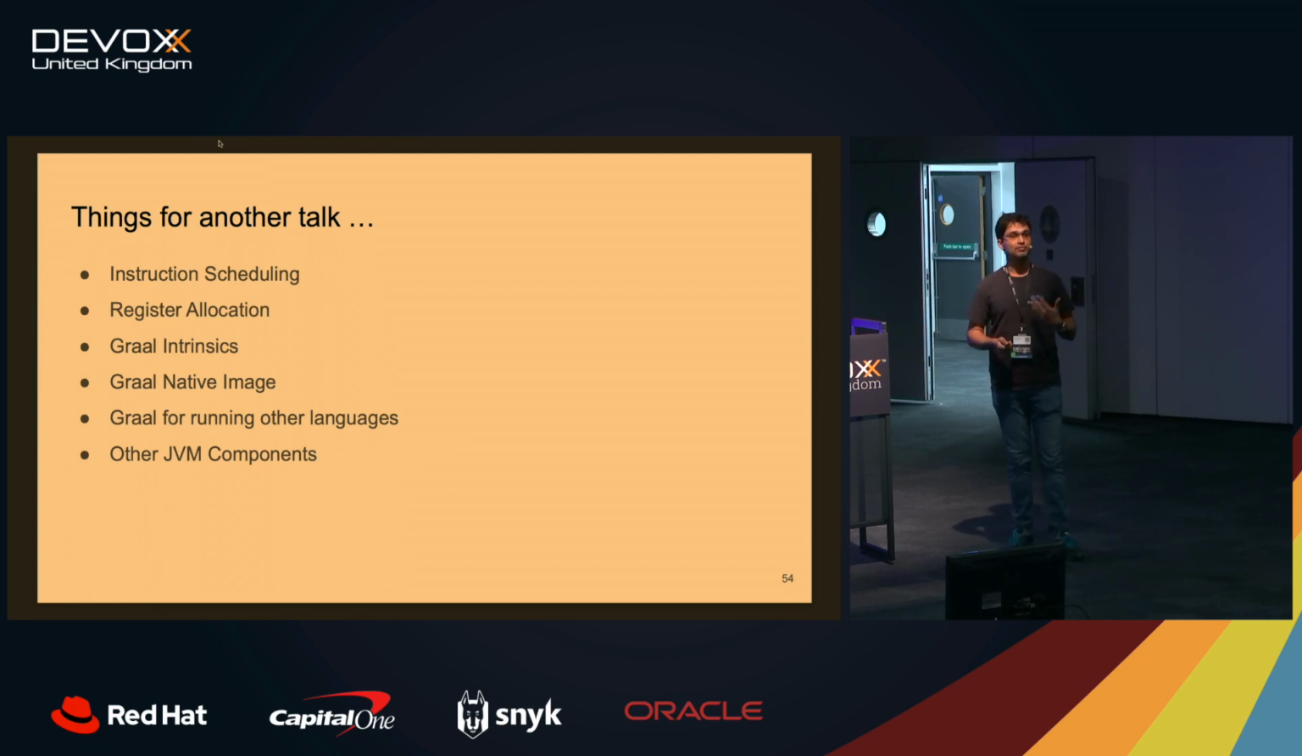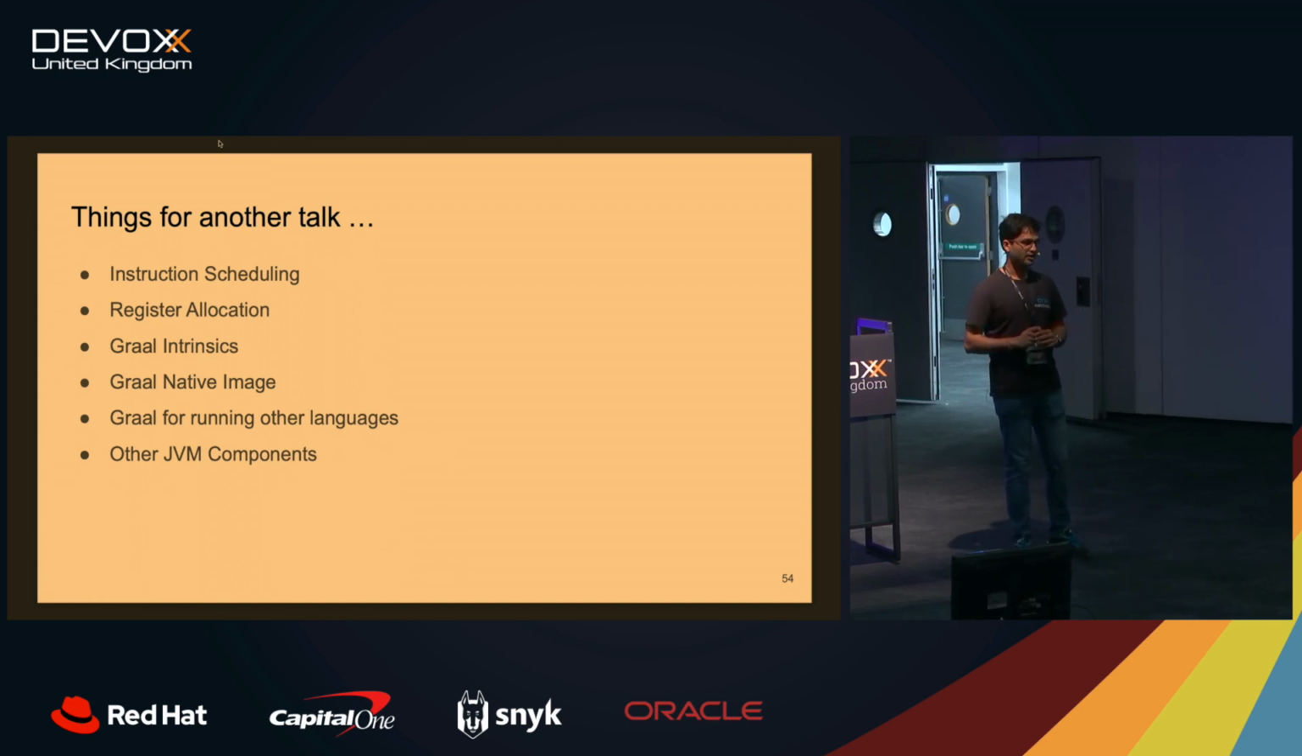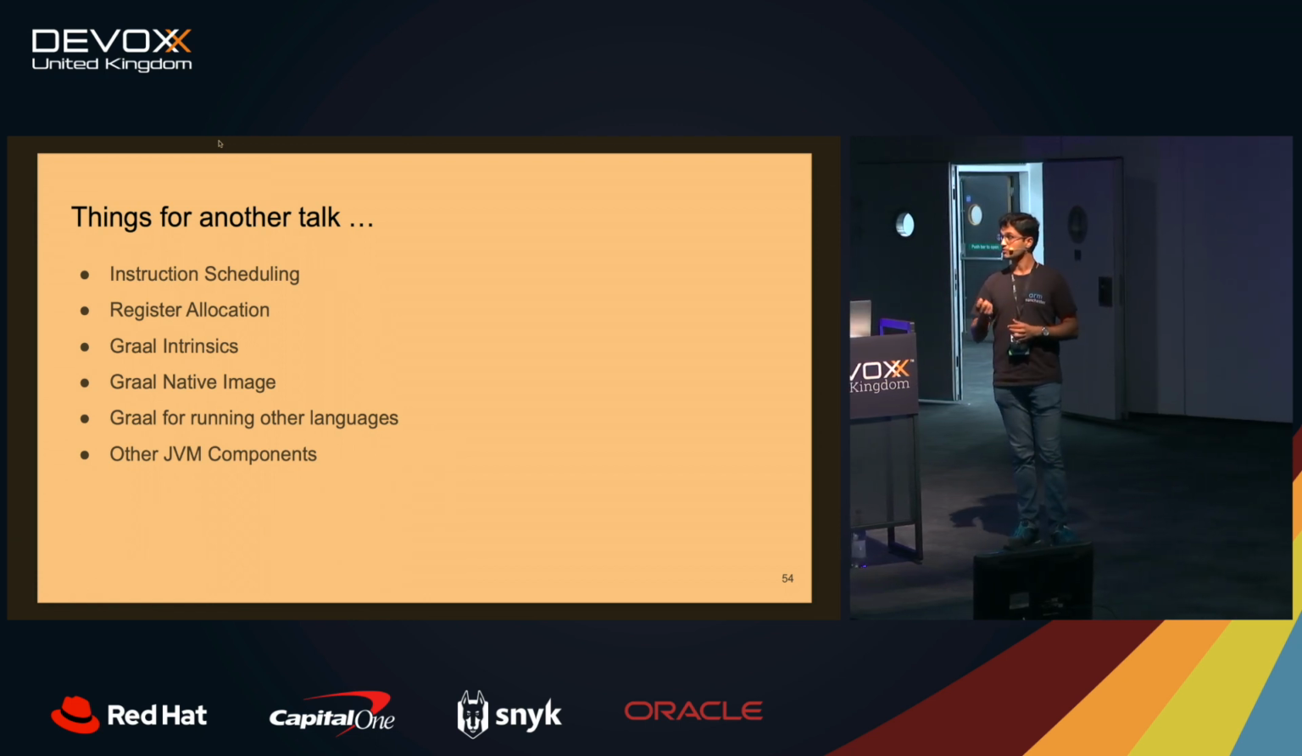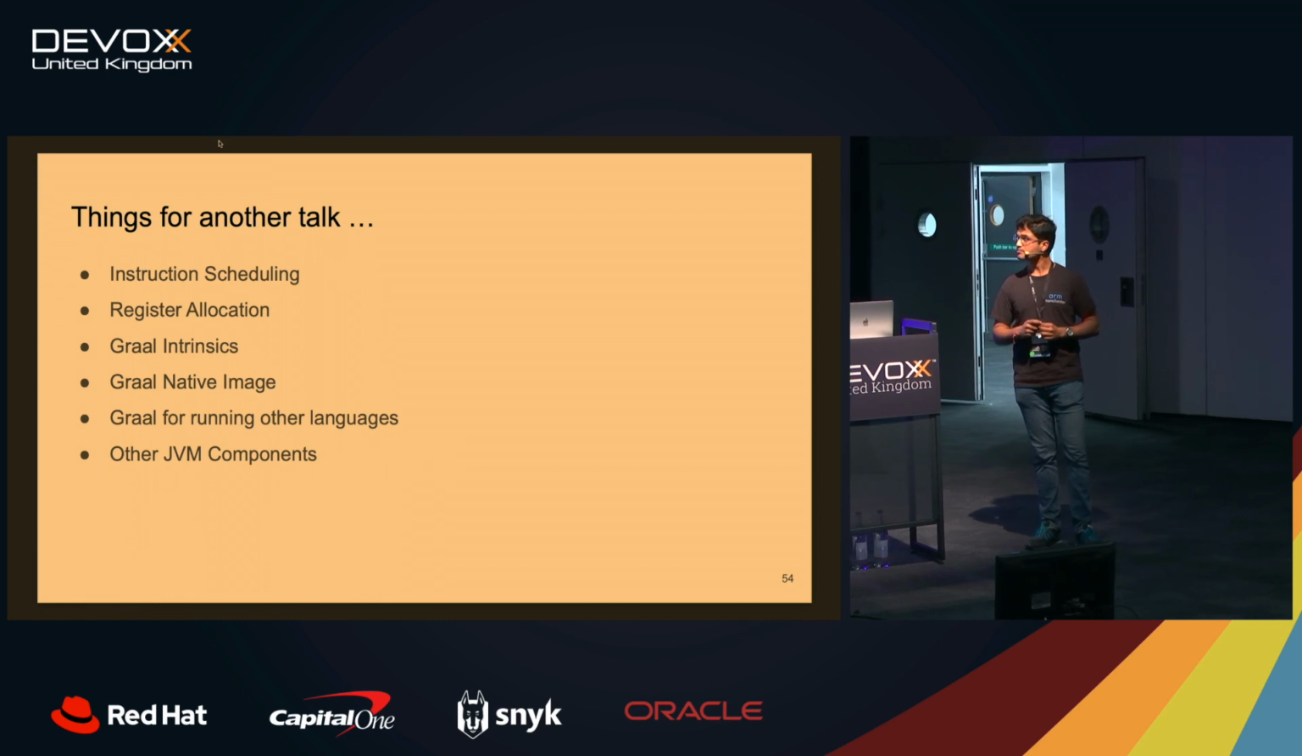Graal Native Image, you may know, you can compile your Java program ahead of time and you can execute it. Graal can also run other languages, so you can run polyglot programs using Graal. We haven't seen that. And there are other JVM components that we haven't seen, such as garbage collectors, which are a big area of research as well, class loaders and components like that.